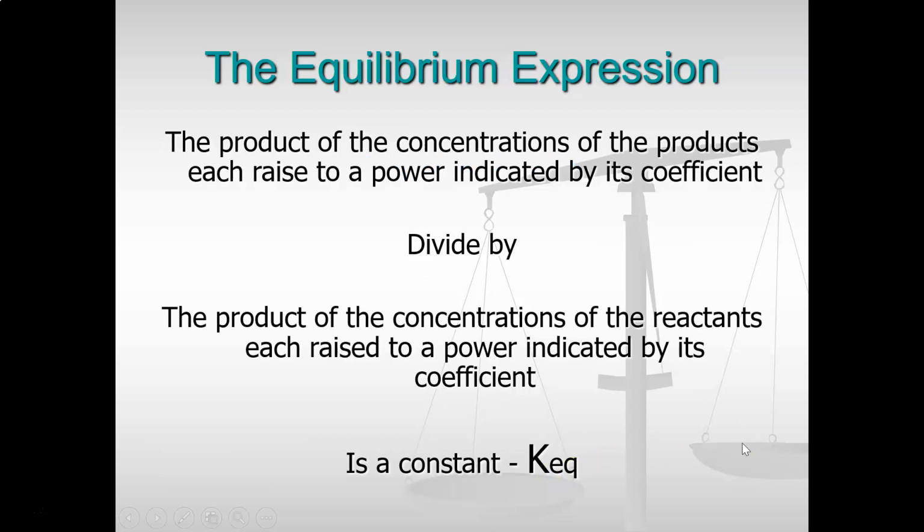It's a lot easier to see all that in an example, but if we were to write it out, here's the idea. The product of the concentrations of the products, each raised to a power indicated by its coefficient, divided by the product of the concentrations of the reactants, each raised to the power indicated by their coefficient, is a constant that we call Keq. Now, this number is going to change for every reaction, just like delta H changed, just like specific heat changed. It's also going to change if we do it at a different temperature. For us, most of the time, we're just going to stay at 25 degrees Celsius. So when we talk about Keq, that's what we're really referring to. But just keep in mind that this number is going to change every time you change something about the chemical reaction, either the temperature or what the actual reaction is.